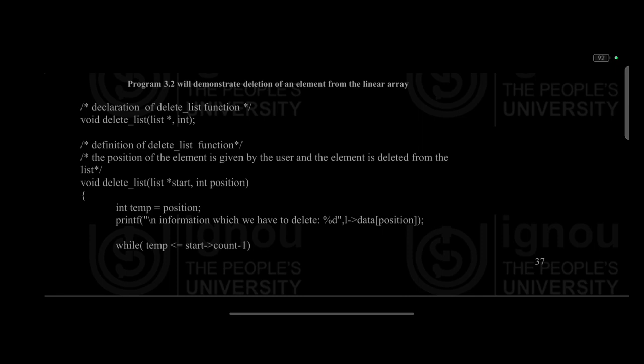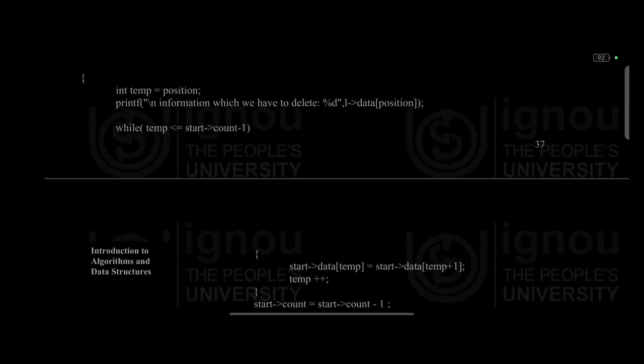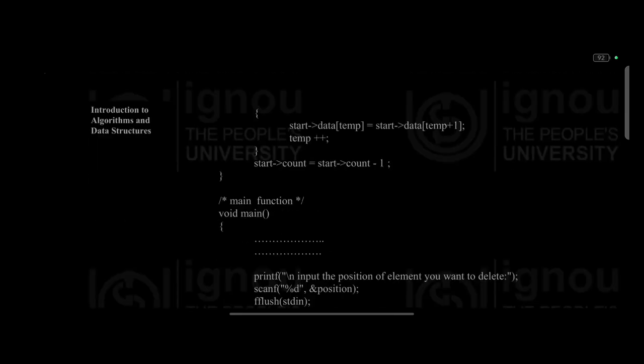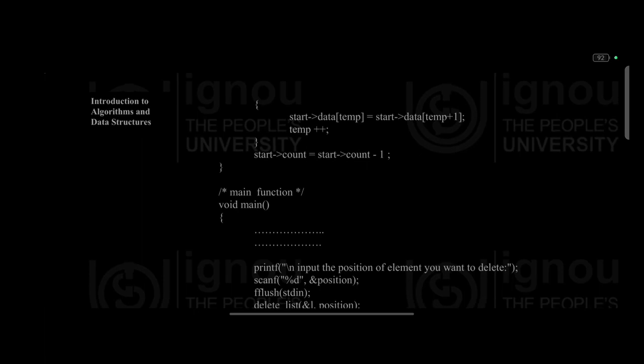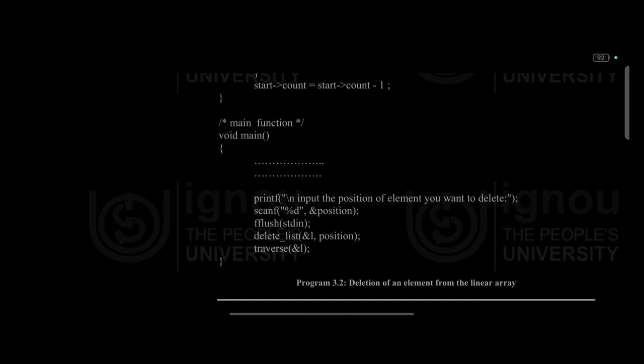star start, int position, int temp is equal to position, printf \n information which we have to delete, %d, 1 minus greater than data position, while temp is less than equal to start minus greater than count minus 1. Start minus greater than data temp is equal to start minus greater than data temp plus 1. Temp plus, start minus greater than count is equal to start minus greater than count minus 1.